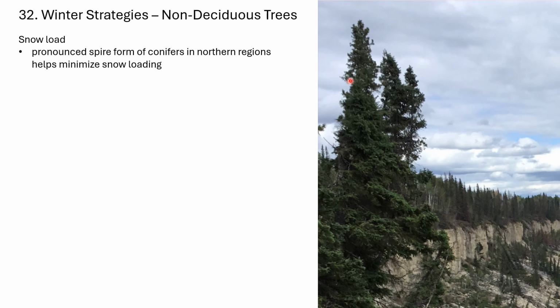Although your book describes how there was one Douglas fir non-deciduous tree in Finland where they were looking at a study, and they showed that it was carrying a snow load of 3,000 kilograms. That's hard to imagine, but that snow load can really play a role in snapping trees, and so some of these trees have evolved this really spire form so that it prevents snow from building up.